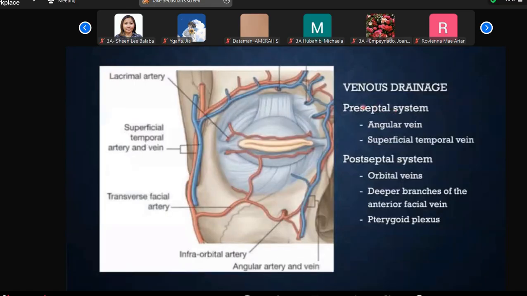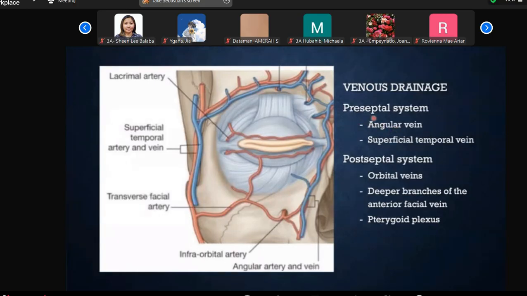So the venous drainage basically copies the name of its arterial partner. So very quickly, they are divided generally into a preseptal and a postseptal system. So the preseptal system, this is anterior to the orbital septum. Again, the orbital septum is continuous with the periorbita. It is behind the orbicularis oculi and anterior to the levator palpebrae superioris.